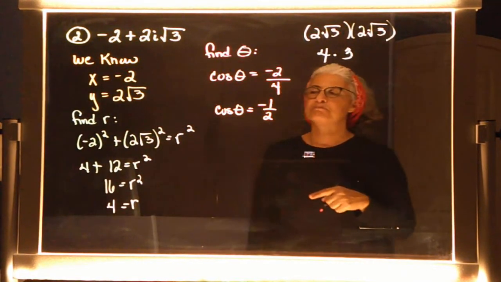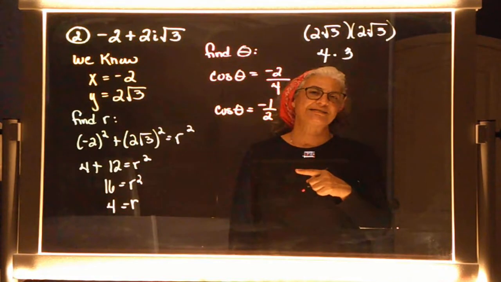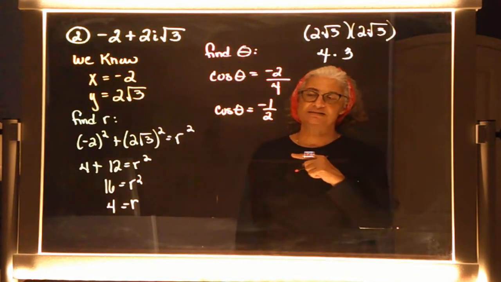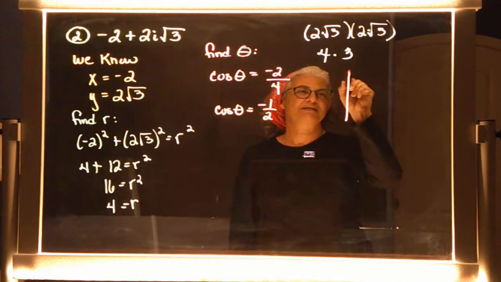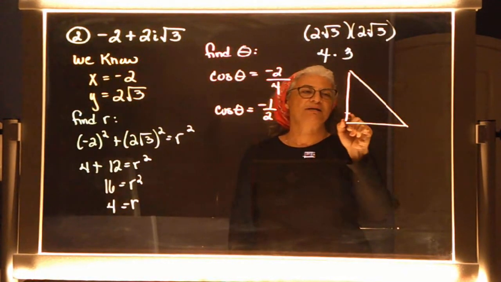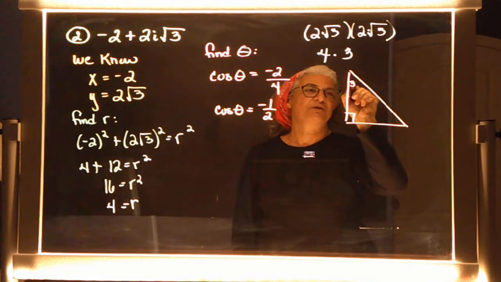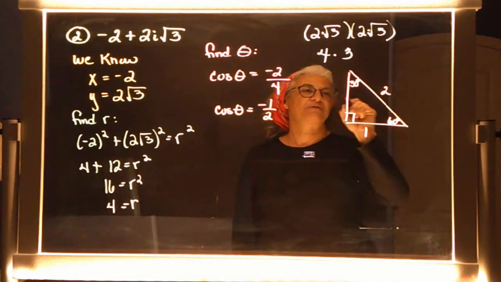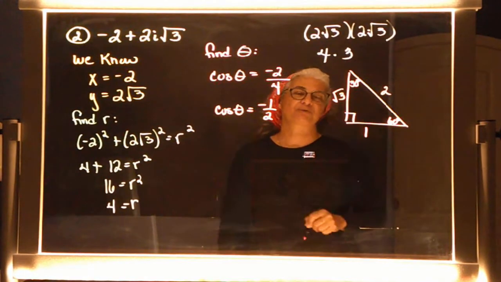I don't know about you, but I think I need my triangle. And the triangle I'm going to draw is the 30, 60, 90, because 1 and 2 are on the 30, 60, 90 degree triangle, correct? And so we have to remember how to draw this correctly.